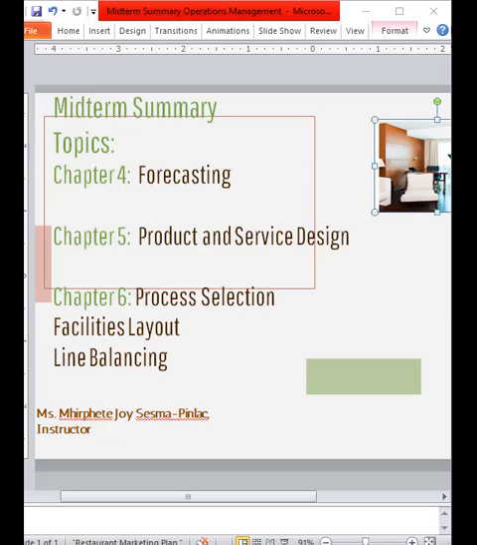Mass customization is a strategy of producing standardized goods or services, but at the same time incorporating some degree of customization.